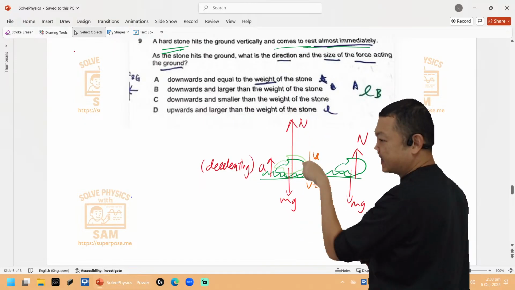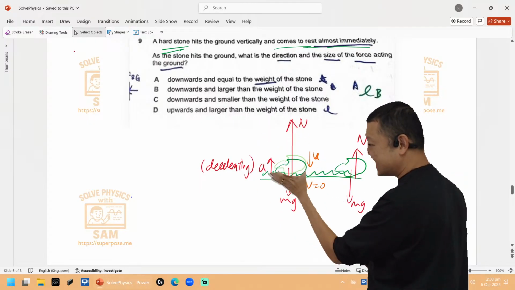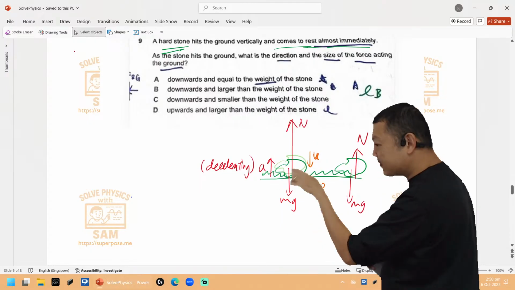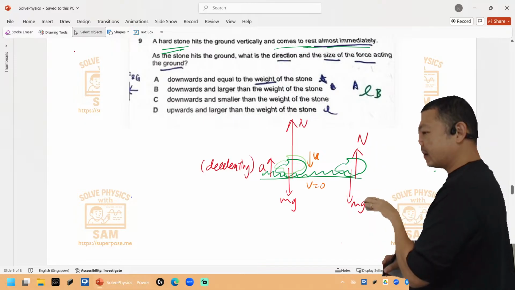A very big impact force to help it slow down to 0. So the upwards force is bigger than the downwards force, the resultant force is pointing up, the acceleration is pointing up, the rock decelerates and it comes to rest. After it has come to rest, it will look like this. After it's come to rest already, the N force will be equal to the mg. Gordon, do you understand this?